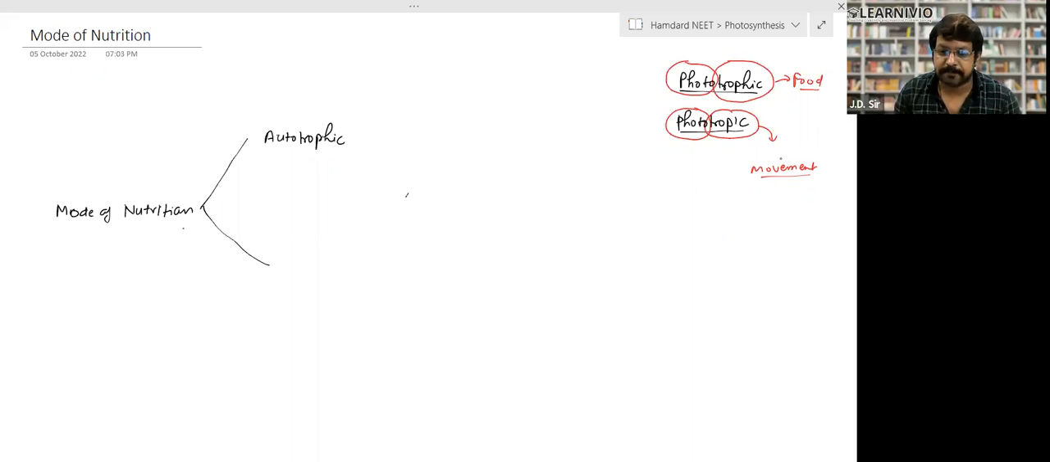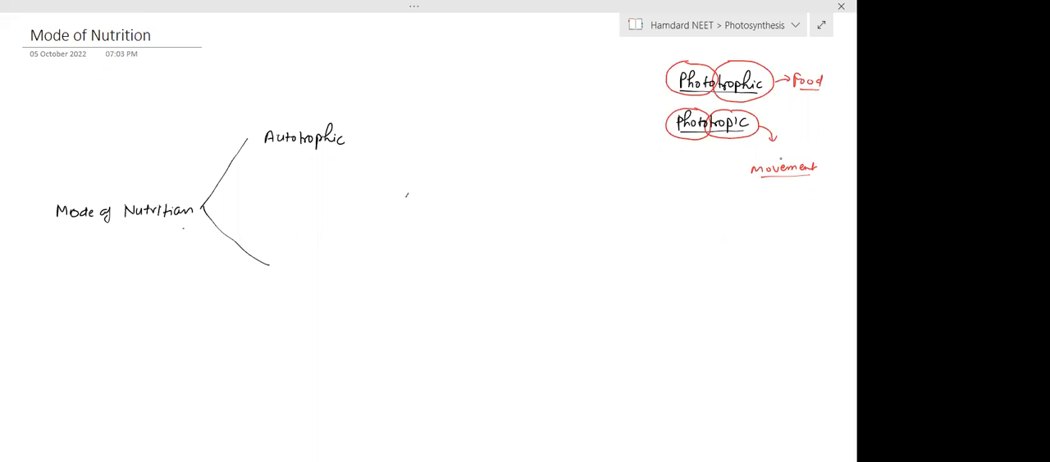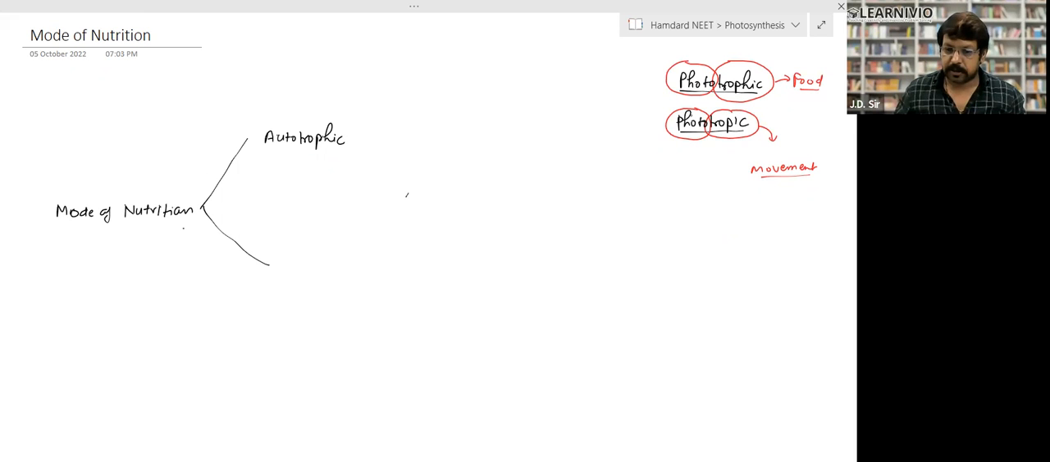Clear? Both of you are clear? Yes. Please note down both of these terms, right? Because you may get confused when someone asks you the question, what is phototrophic and what is phototropic? Yeah, right.